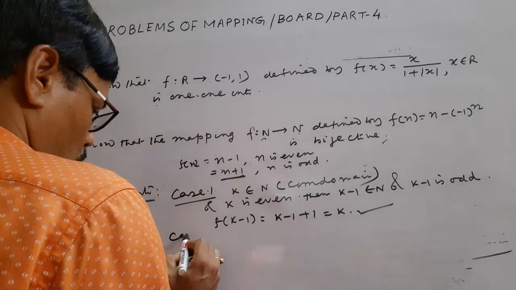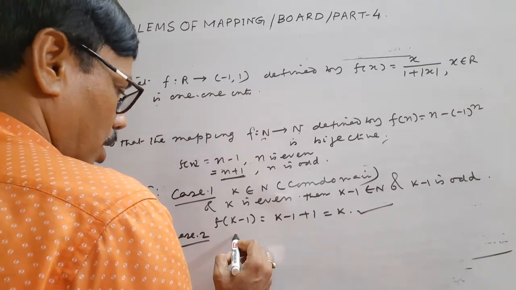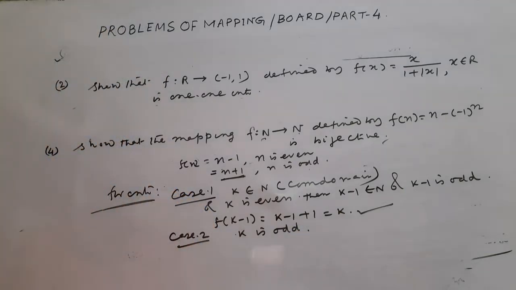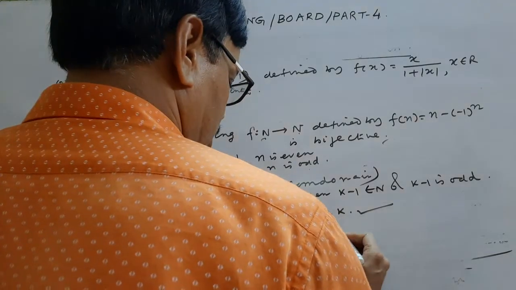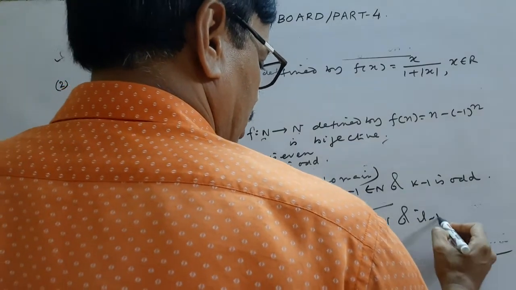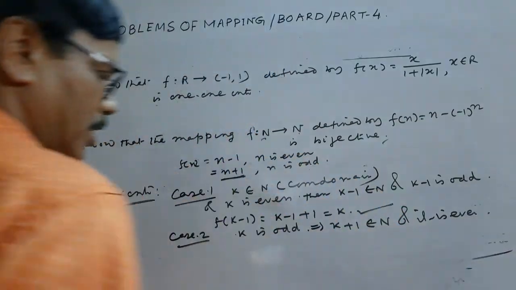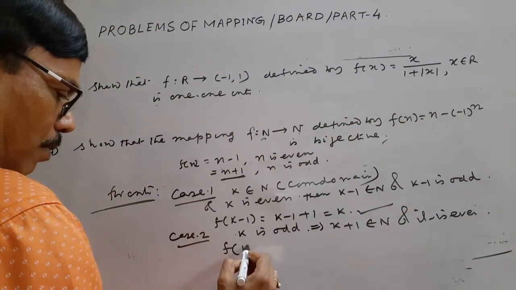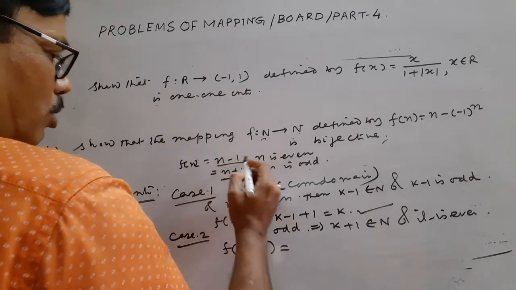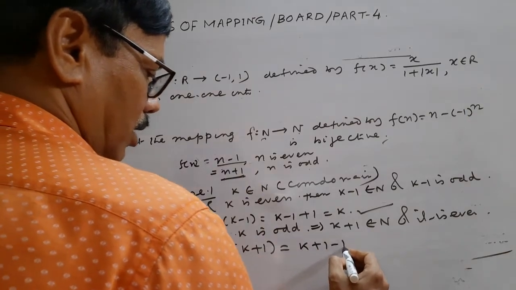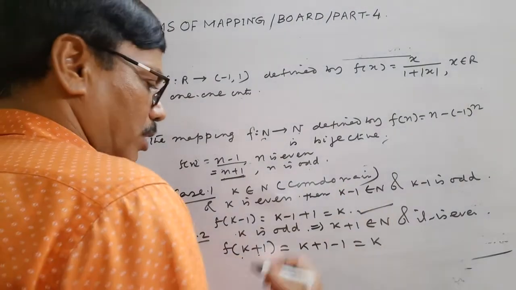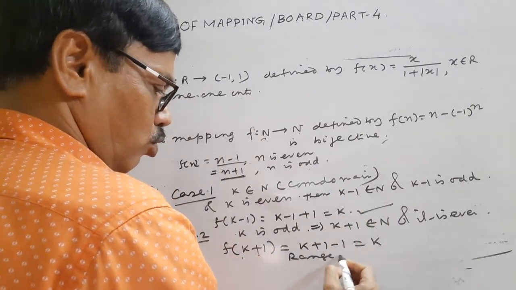Case 2: k is odd. k is odd implies k plus 1 belongs to N and it is even. So what is f of k plus 1? Since it is even, we use this relation, so k plus 1 minus 1 equals k. So in this case, f of k plus 1 equals k. So range equals codomain.